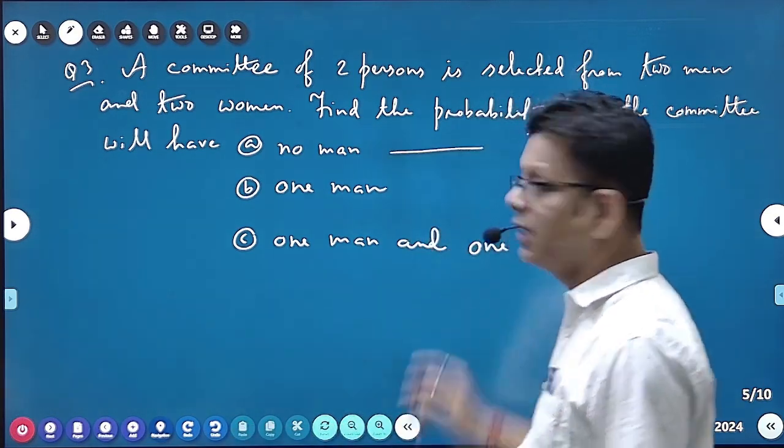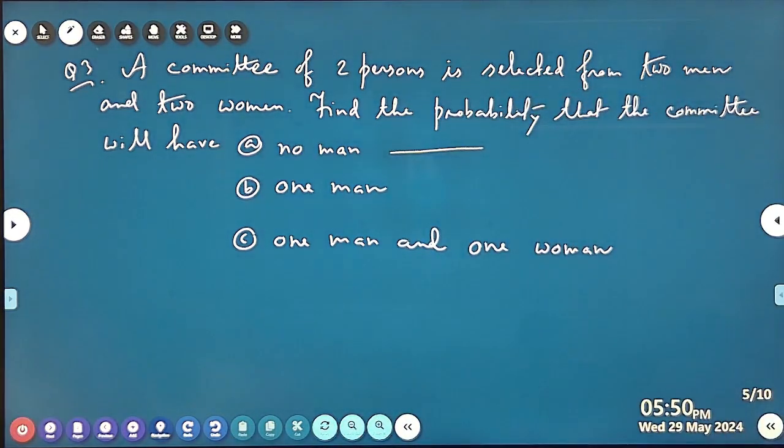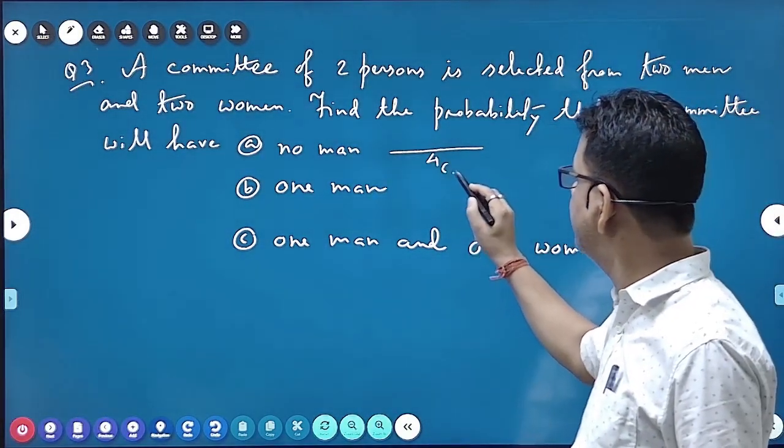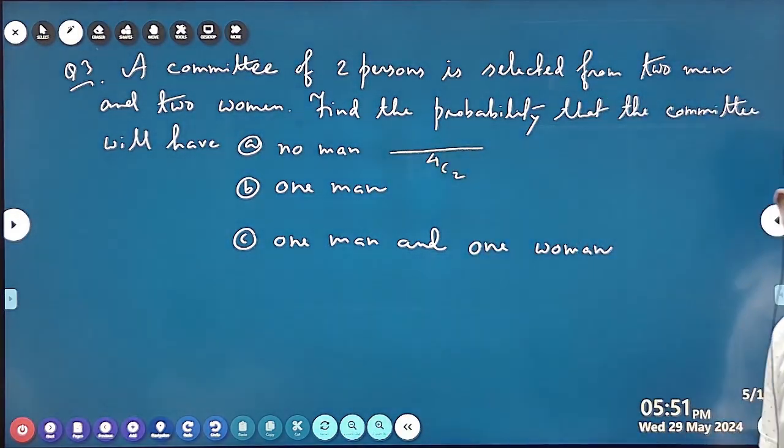First one. How many people? I just give you one example. The first one: how many people are to be taken and from where? Total how many members are to be taken? Total 4 people are there. How many to be taken? How to write it? Yes, 4C2. This is 4 people, then 2 people are taken out of those 4.